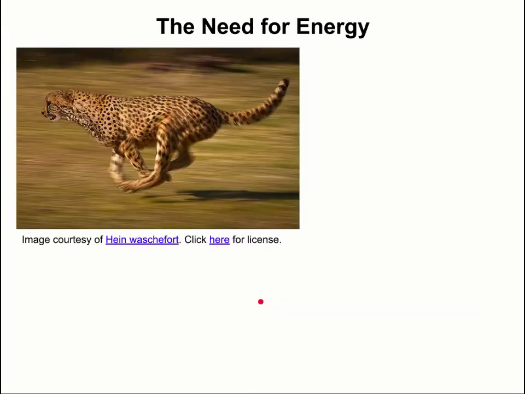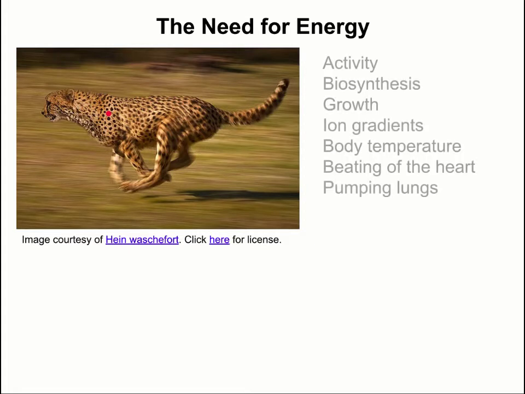Now that we've talked about where energy comes from, let's talk about where it goes. Organisms need energy for many activities. Here you see a clear example. Animals move, and some animals, like this cheetah, move very fast. But movement is just the tip of the iceberg. Most of an animal's energy needs are for things you can't see, including biosynthesis, making polymers out of monomers, growth, maintaining ion gradients, maintaining body temperature, beating of the heart, and a lot of other things.